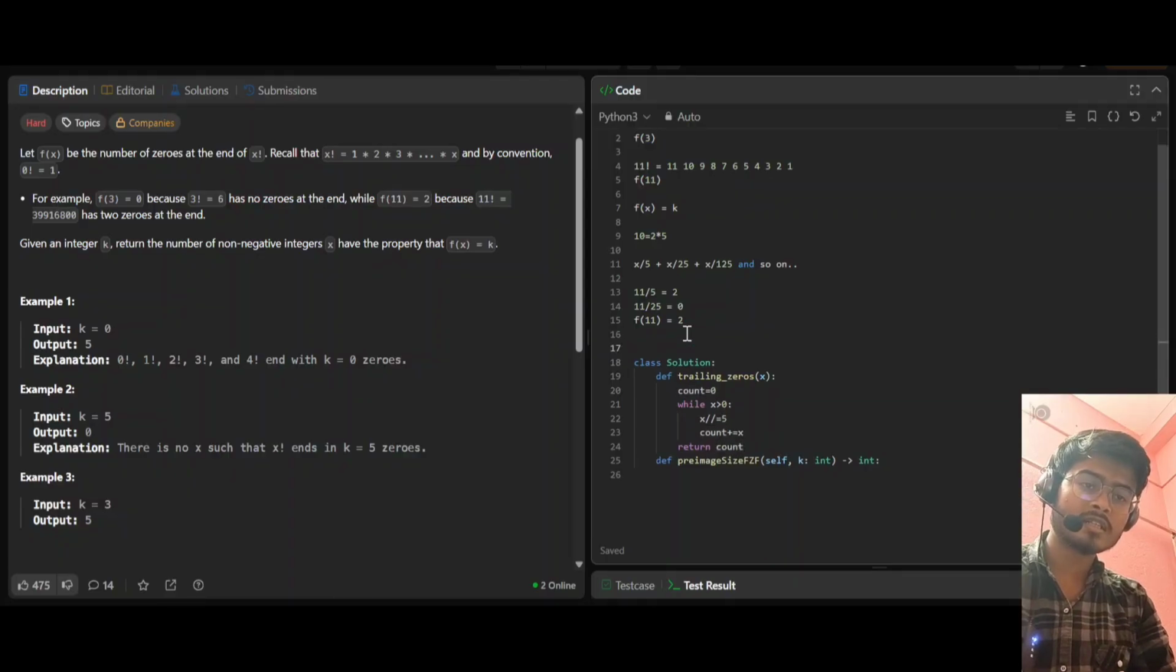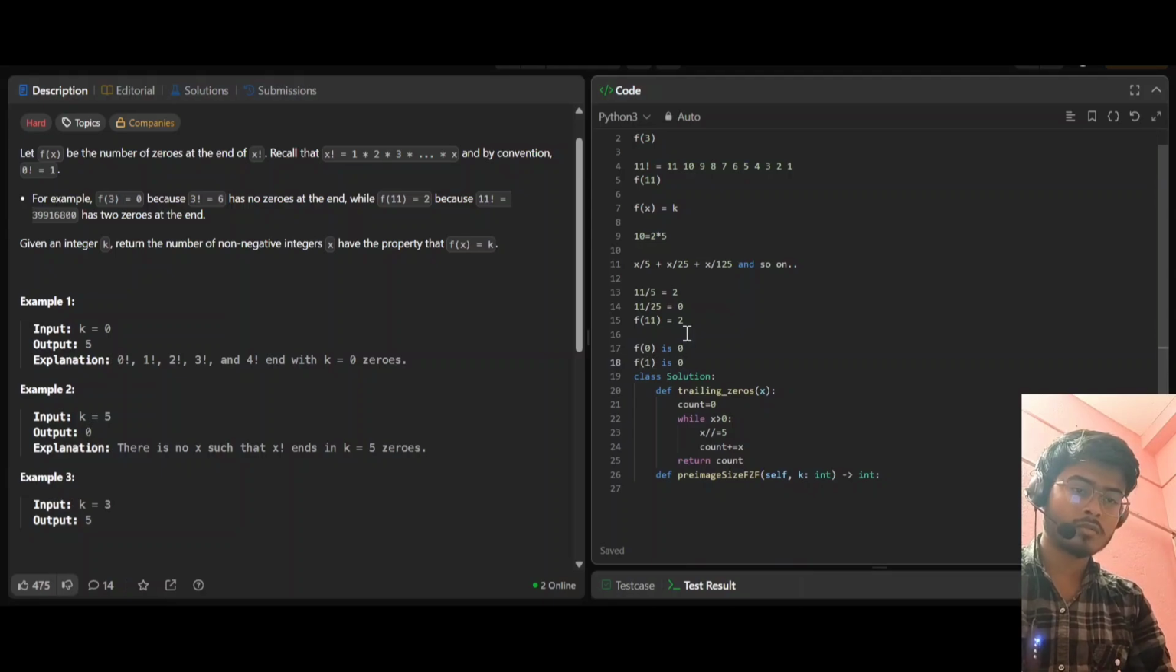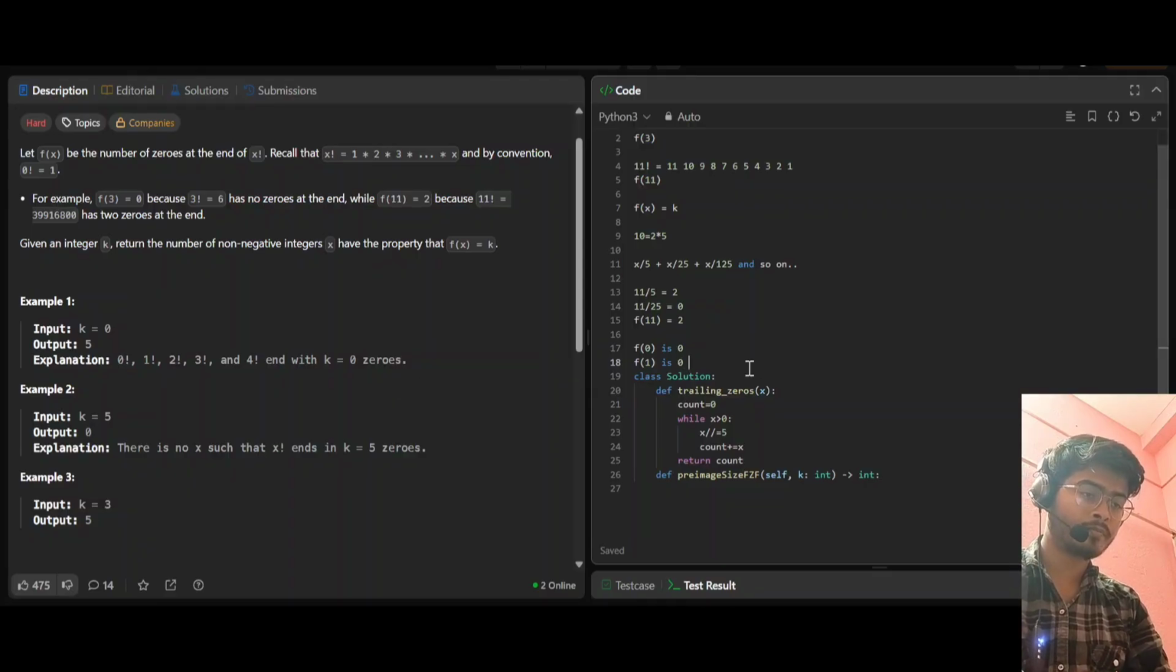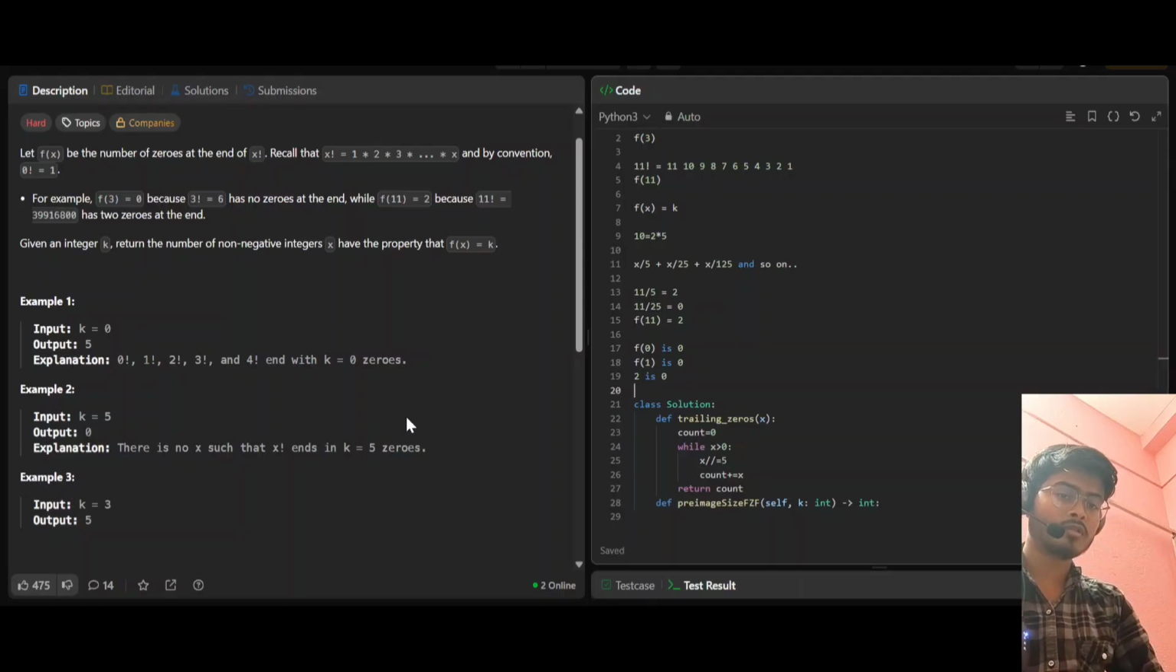Now, let's understand an important pattern in function f(x). The function is non-decreasing. This means that as x increases, the number of trailing zeros never decreases. For example, f(0) is 0, f(1) is 0, right? f(2) will also be 0, f(3) will be 0, f(4) will also be 0, right?